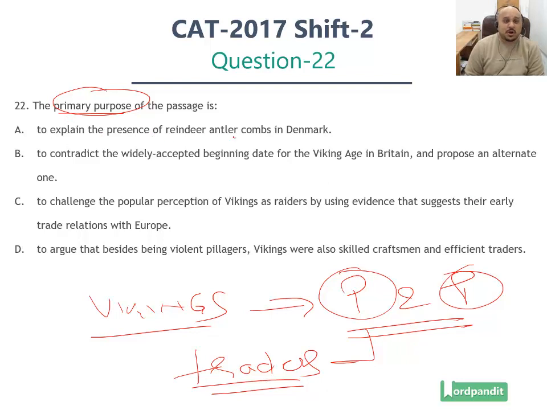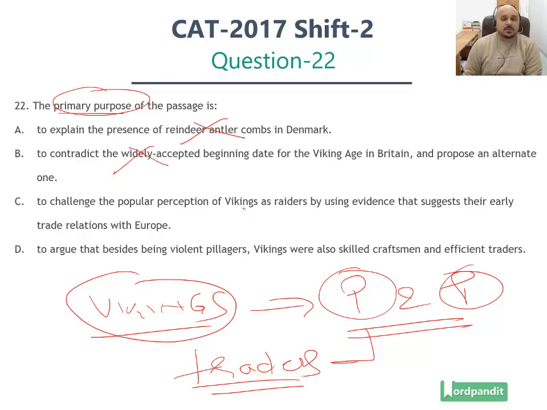The passage is not about the presence of reindeer antler combs. This is not the primary subject. The primary subject is Vikings. To contradict the widely accepted beginning date of the Viking age in Britain, in fact, the beginning date for the Viking age, right? The beginning date is actually used by the author as a fact to strengthen his argument, not weaken it, right?